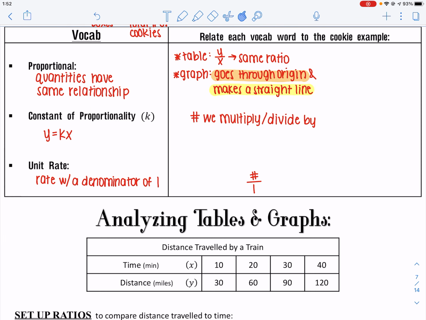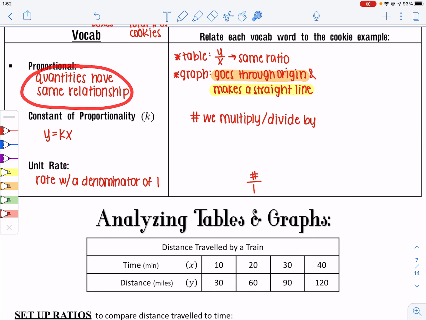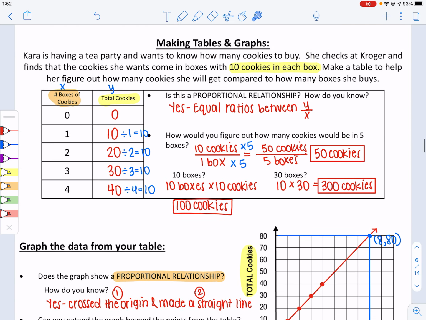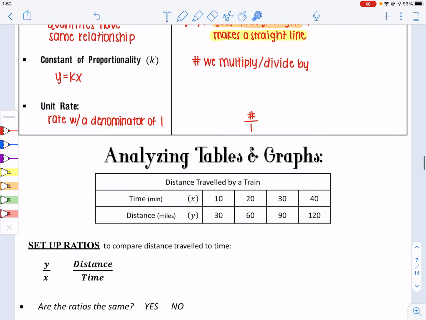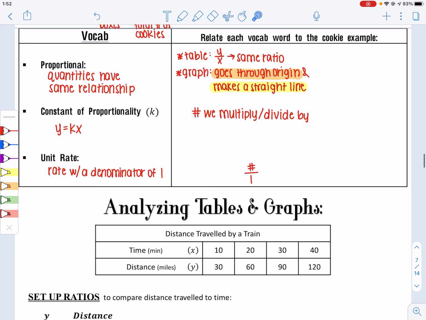Okay, so proportional just means that the quantities have the same relationship. So in our examples right here with the cookies, the relationship is that we're taking the cookies, we're multiplying by 10. Take the boxes of cookies, you're just taking however many boxes of cookies they bought and you're multiplying it by 10 to get the total number of cookies in the box. Okay, so it's the same relationship. You're doing the same thing to get from the x value to the y value. You're multiplying by 10.